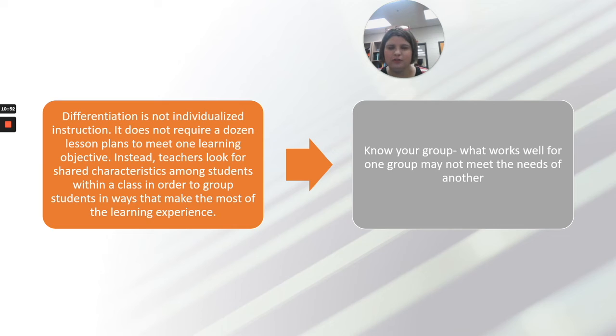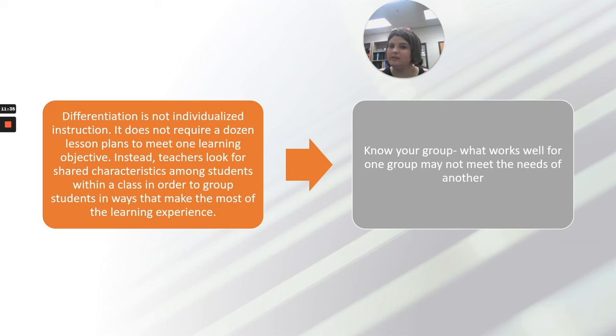Finally, in this section of orchestra differentiation, I loved this quote. Differentiation is not individualized instruction. It does not require a dozen lesson plans to meet one learning objective. Instead, teachers look for shared characteristics among students within a class in order to group students in a way that make the most of the learning experience. So you don't need to write 8 lesson plans because you have 8 types of learners in your classroom. Instead, it's coming up with ways to reinforce material different ways and using different strategies so that we hopefully hit all those different groups. It's really important to know who's in your room.